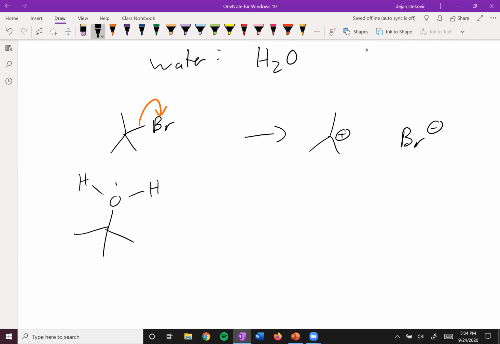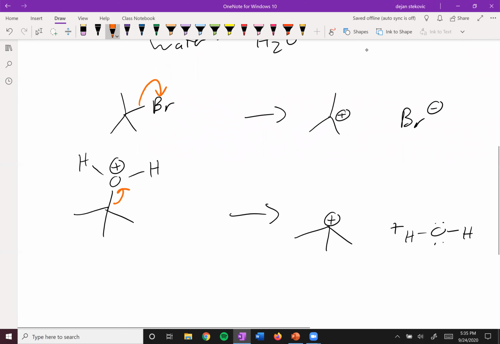Oftentimes we'll see a water molecule, right? So this oxygen now has 3 bonds, so it has a positive formal charge, and it can be a good leaving group. So we can go from the left to the right. If you think about what bonds are breaking, we're going to need to kick these electrons from this bond onto this oxygen to form our final compound.